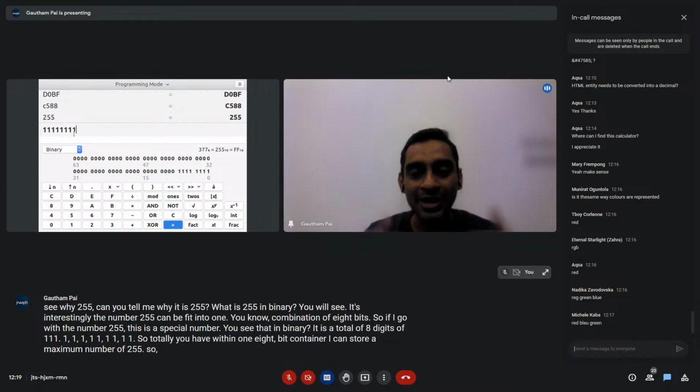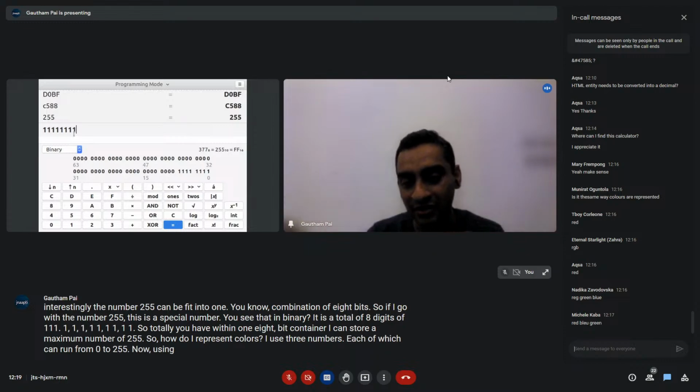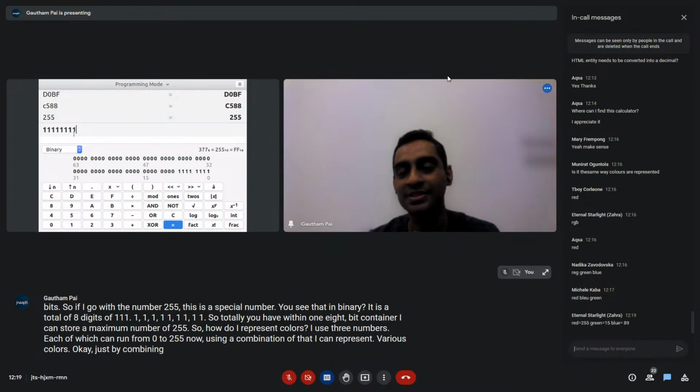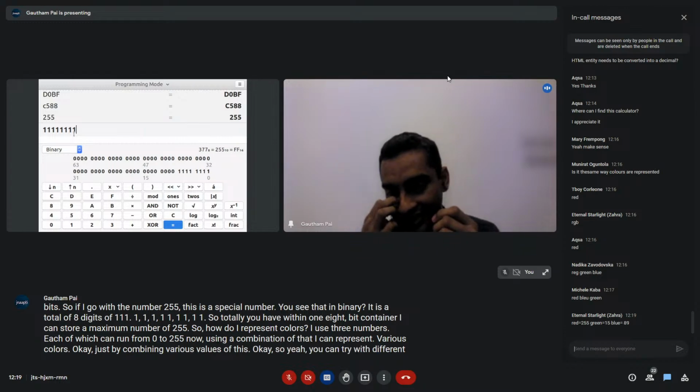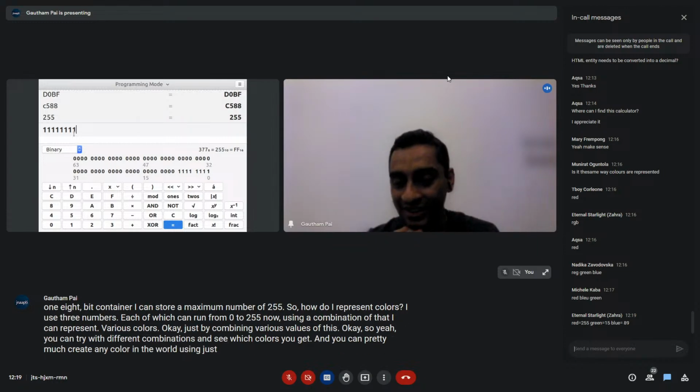So how do I represent colors? I use three numbers, each of which can run from 0 to 255. Using a combination of those, I can represent various colors, just by combining various values. You can try different combinations and see which colors you get. You can pretty much create any color in the world using just these three numbers.